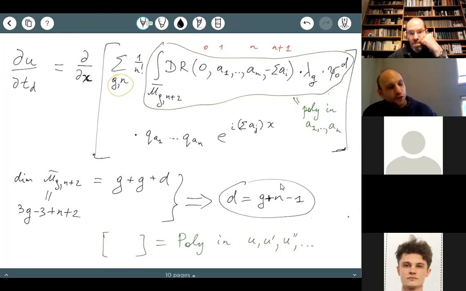So actually for any given d, there is only a finite number of possibilities for g and n. So it looks like an infinite sum, but actually it's a finite sum because, well, g plus n should be equal to d plus 1. Right, so every expression du over dt_d is actually going to be a finite expression.